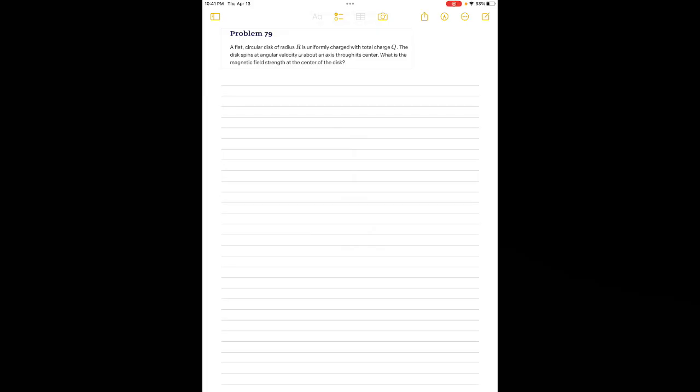Yes, number 79, we have a disk and we need to look for the magnetic field at the center of the disk. If you read, there's a radius uniformly charged with a total charge Q. So there's a charge, that means we're going to use the density of the charge. That means the density of the charge is equal to the charge divided by the area. And then the charge equals pi R squared, the area of the disk.